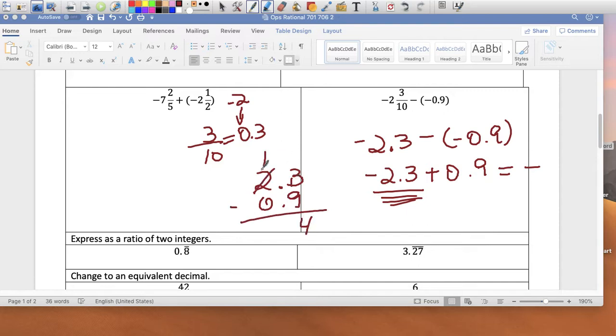13 minus 9 is 4. 1 minus 0 is 1. So it's going to be negative 1.4.